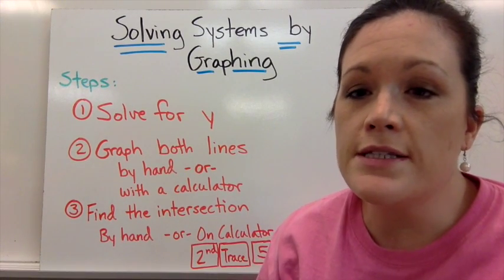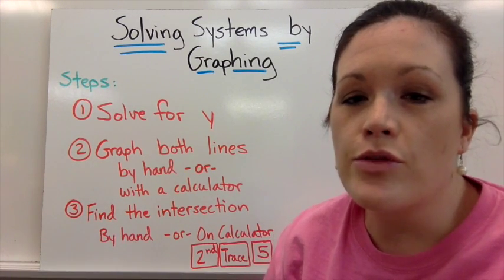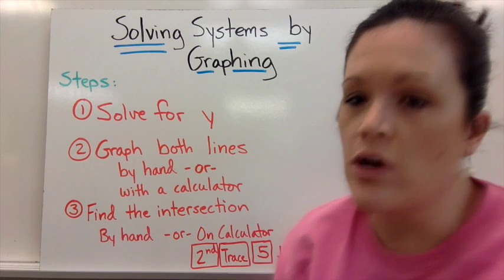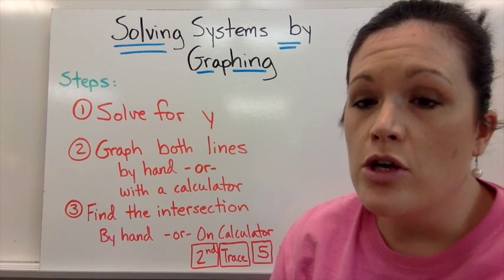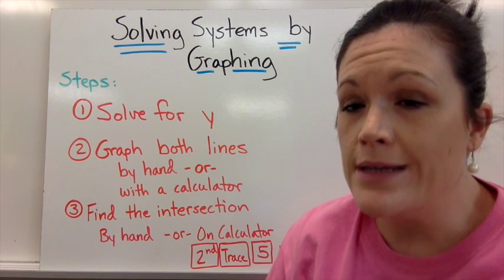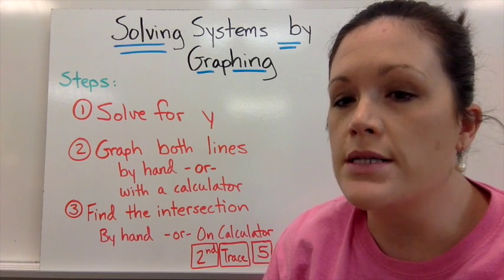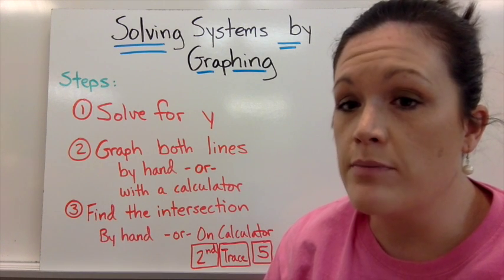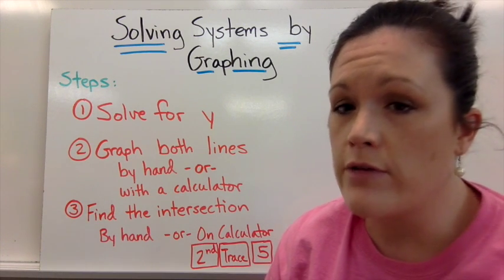Let's talk about solving systems by graphing. There are three main steps we consider when we want to solve a system using the graphing method. You want to solve for y. So in some examples, when you already have two lines that are already equal to y, this would be your best method to use because they're already ready to graph.